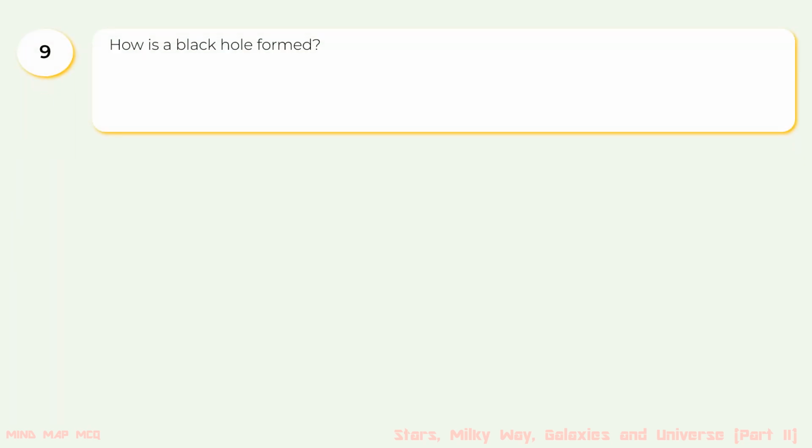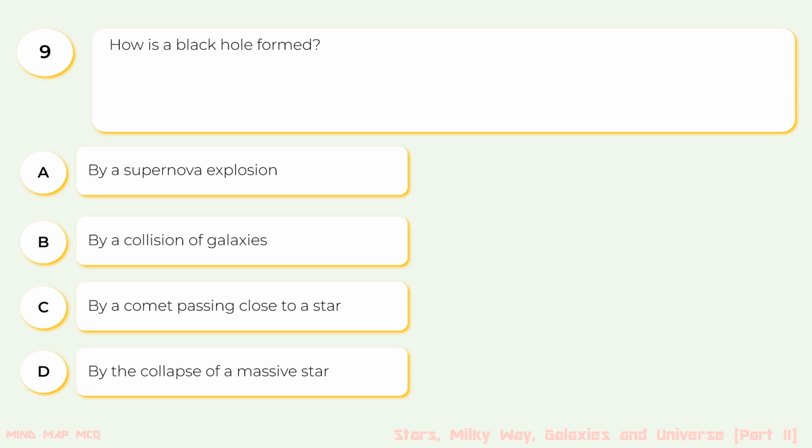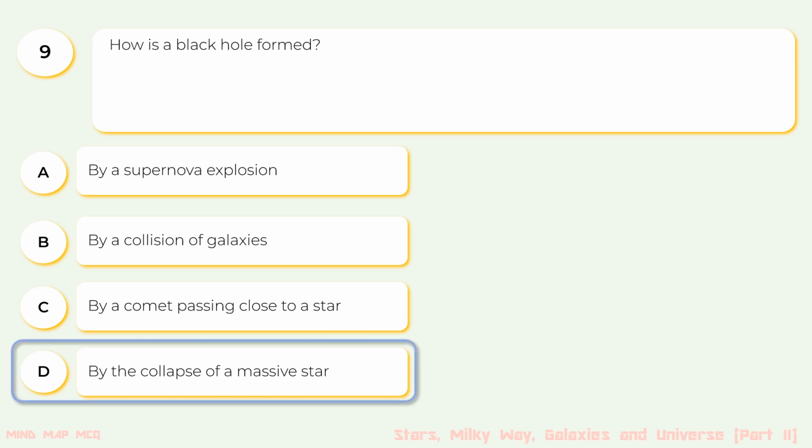Question 9. How is a black hole formed? A. By a supernova explosion. B. By a collision of galaxies. C. By a comet passing close to a star, or D. By the collapse of a massive star. The correct option is D. By the collapse of a massive star.